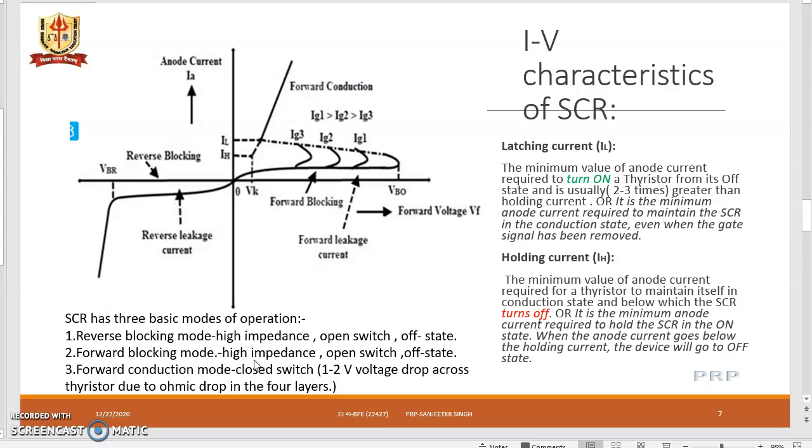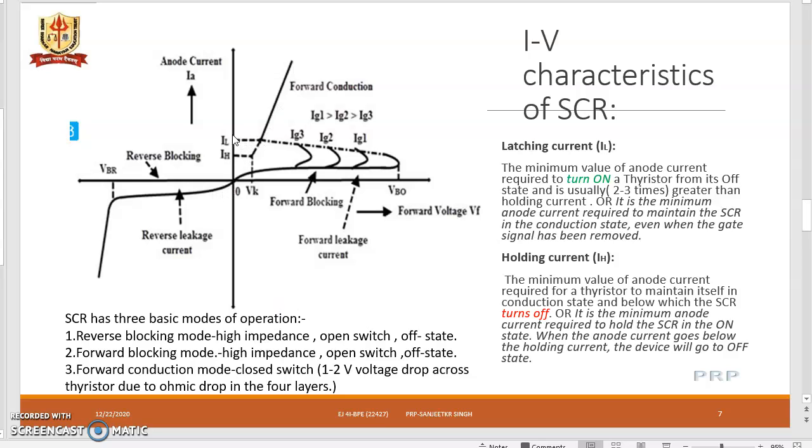Secondly, forward blocking mode, in which again there is an increase in the voltage, and the voltage gets built up across the device, and leakage current will be flowing till it reaches the breakover voltage. Till the breakover voltage is reached, leakage current is there and it is in the off state, and the SCR is behaving as an open switch. And third is the forward conduction mode, where it will be acting as a closed switch. When the breakover voltage is reached, it makes a transition from off state to on state, and the voltage drop across the device reduces to the range of 1 to 2 volts, and that is the ohmic voltage drop across the 4 layers or the diodes in the layered structure diagram.